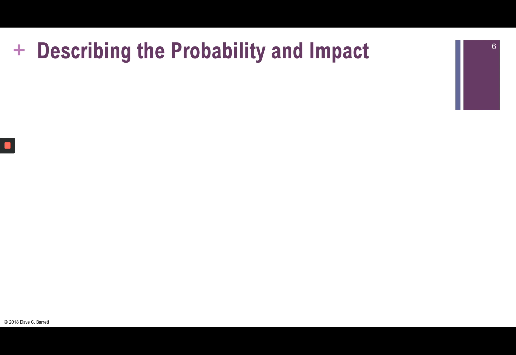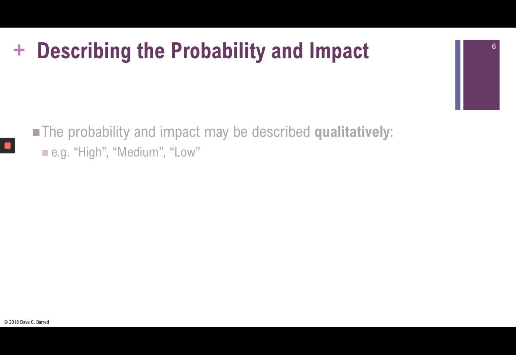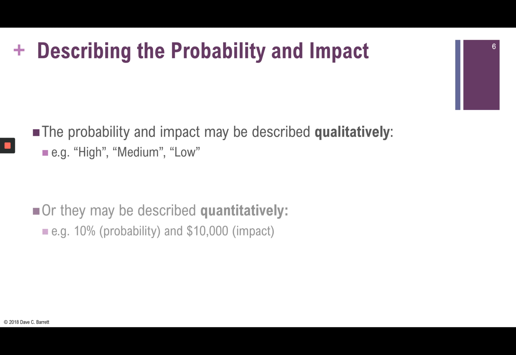Now, in terms of describing the probability and the impact, we want to put some language around it so that we can be consistent. Many times the impact may be described qualitatively. That is high, medium, and low, for example, is an example of using qualitative language in order to describe a risk.